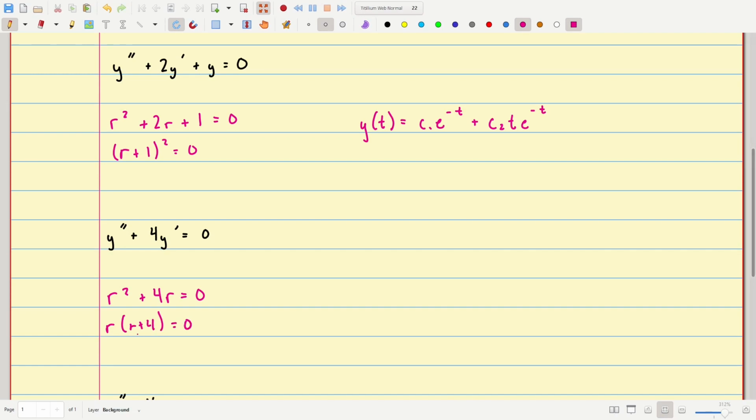If we factor this expression, we see that we get r and r plus 4. So our roots are going to be 0 and -4, which allows us to write down that we have C1 e to the 0 times t. So we're just going to write C1 here, and then C2 e to the -4t as our general solution.